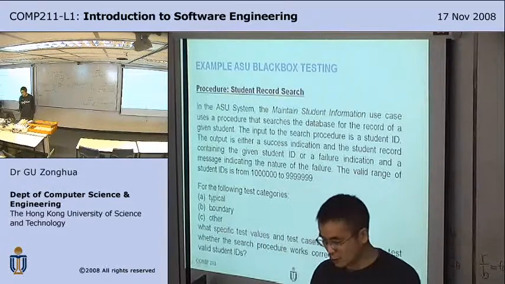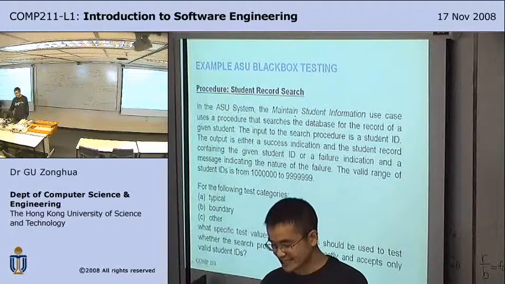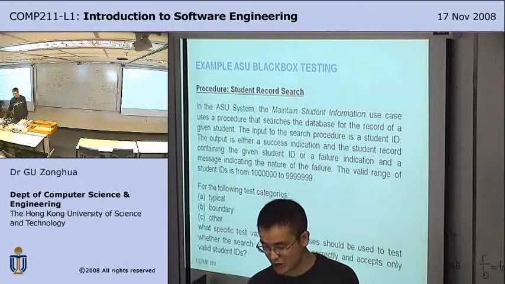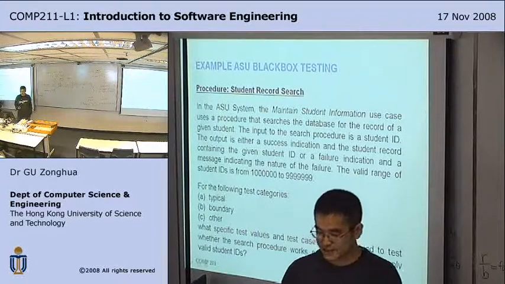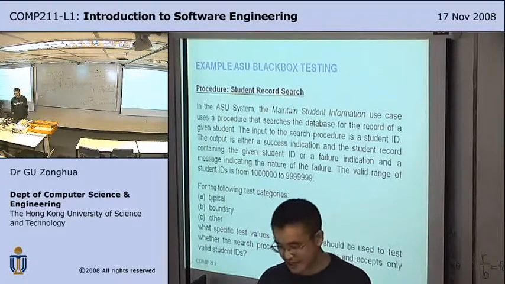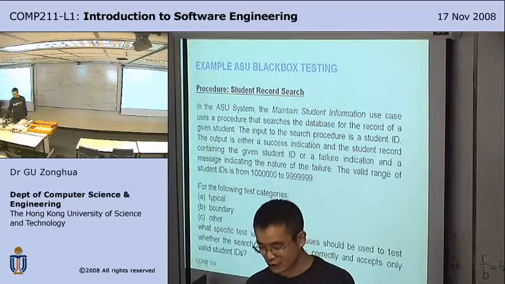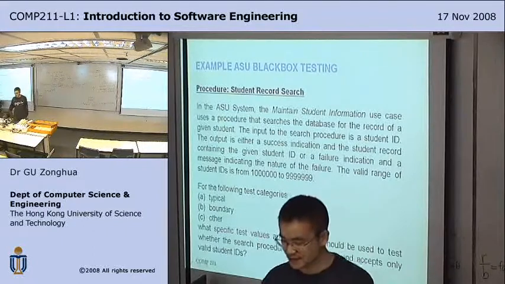So here's one example of student record search. The maintain student information use case uses a procedure that searches the database for the record of a given student. Input to the search procedure is the student ID. Output is either a success indication and the student record containing the given student ID, or a failure indication and a message indicating the nature of the failure.